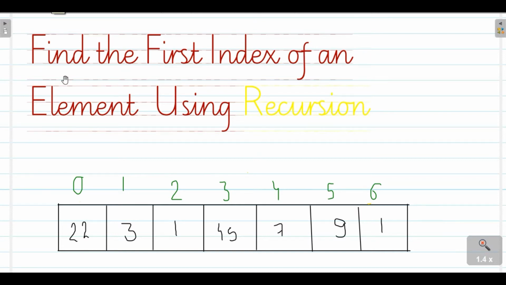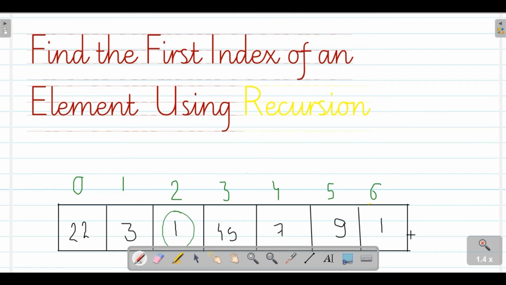Your today's problem is to find the first index of an element using recursion. Here is a list of elements that we are provided with. Let us say, for example, we are to find the first occurrence, or the first index, of an element 1. Since this 1 occurs twice in this array, we are to return the index of the first one, that is 2.